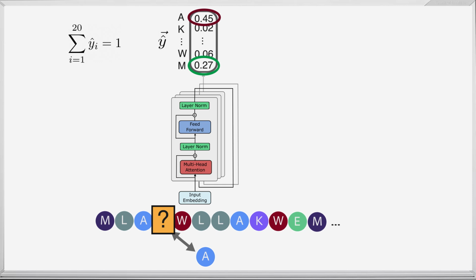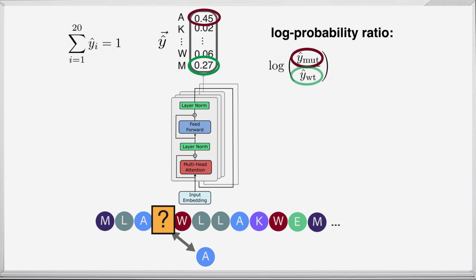A simple and commonly used score is the log probability ratio. We divide the predicted probability for the mutant by the probability of the wild type, and we then compute the logarithm of the resulting value. This compares how strongly the model prefers the mutant amino acid over the original one.